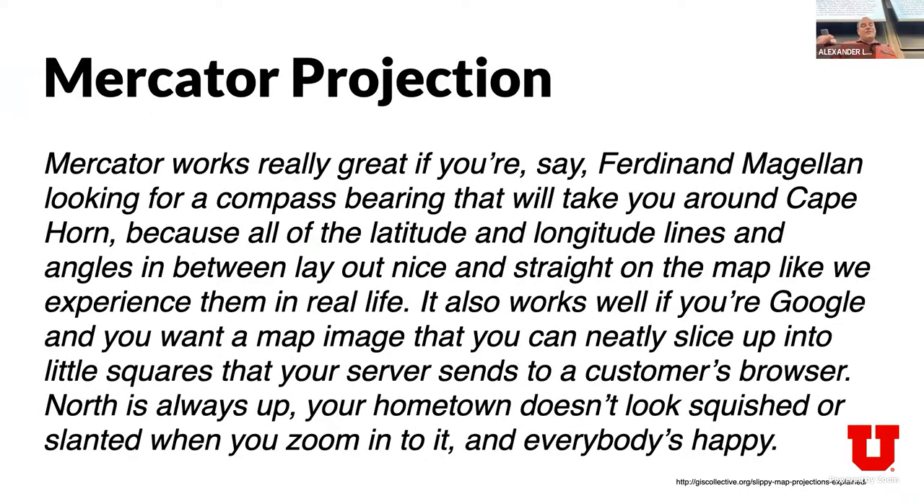And so I really like this quote, so I'm gonna read it out. Mercator works really well if you say, Ferdinand Magellan looking for a compass bearing that will take you around Cape Horn, because all of the latitude and longitude lines and angles in between lay out nice and straight on the map, like we experience them in real life. It also works well if you're Google and you want a map image that you can neatly slice up into little squares that your server sends to customers' browsers. North is always up, your hometown doesn't look squished or slanted when you zoom in, and everybody's happy.